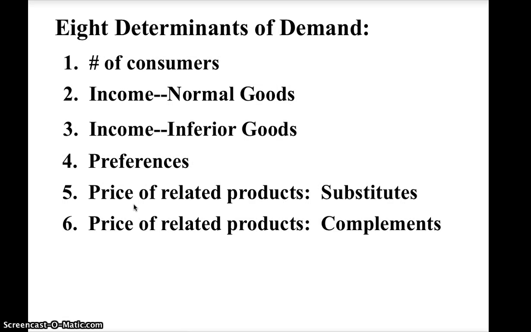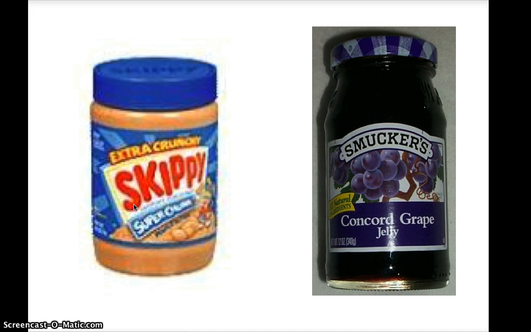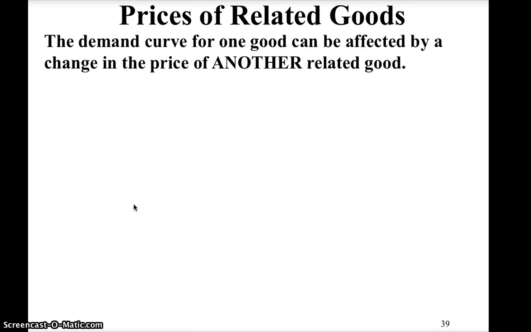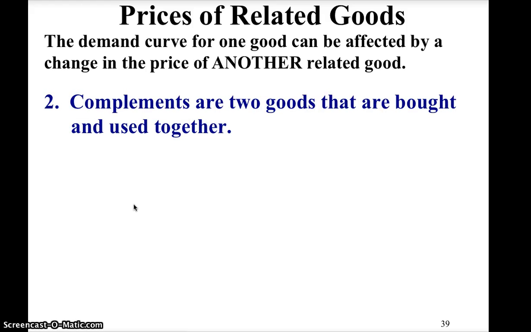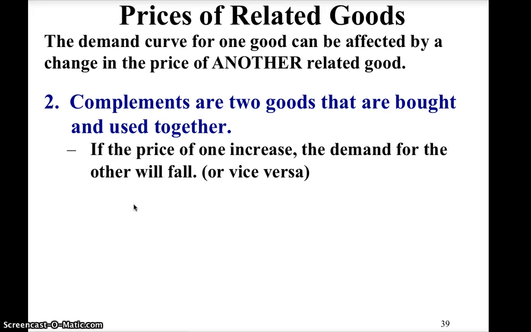On a similar point, the price of related products, or complements. Complements are goods that inherently go together. Take, for example, peanut butter and jelly. In America, they go together, and so they're going to be related when it comes to demand. We know the demand curve can be affected by the change in the price of another related good, and complements are two goods that are bought and used together. So if the price of one increases, the demand for the other will fall.